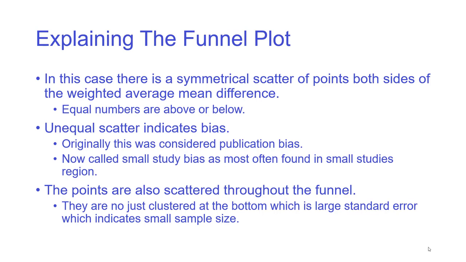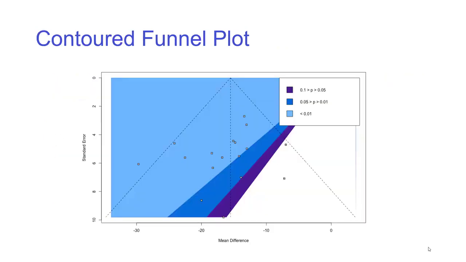A more sophisticated version is the contoured funnel plot. As well as showing you the funnel itself, you have some contours dependent on the p-value. This is indicating how strongly you reject the null hypothesis. So in the white area, you can't reject the null hypothesis. In fact, the p-value is greater than 0.1. So there's no significant result in those particular studies to show that there's a difference between the control and the treated group. In this case, 2 studies are in that region.